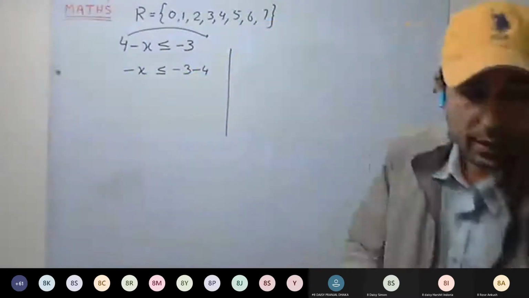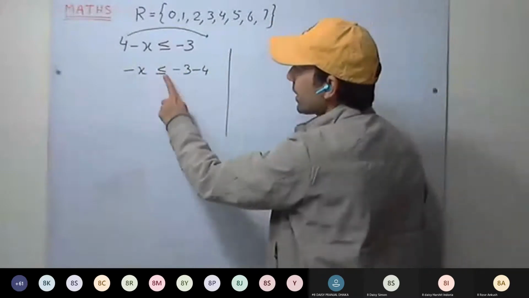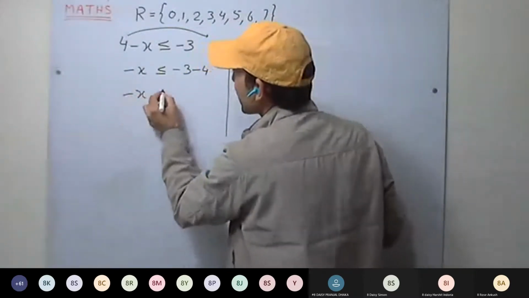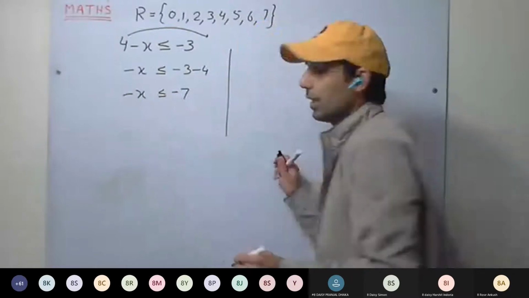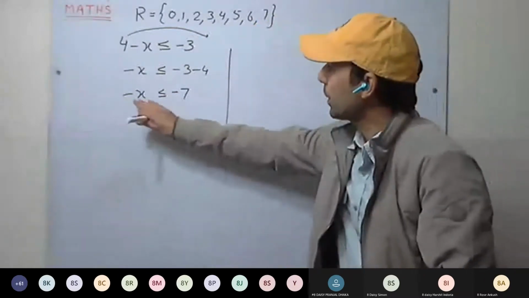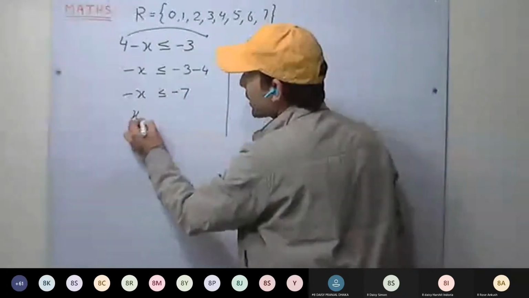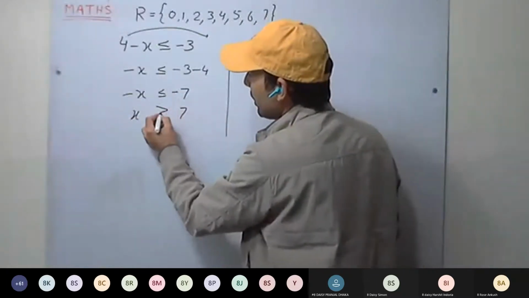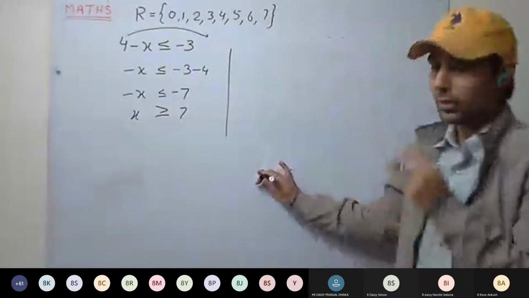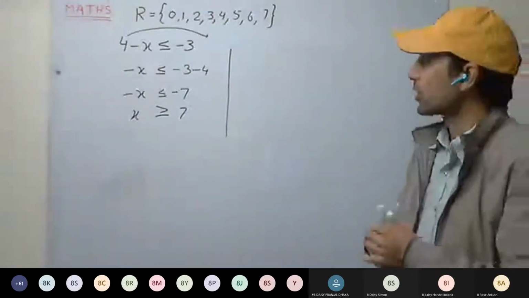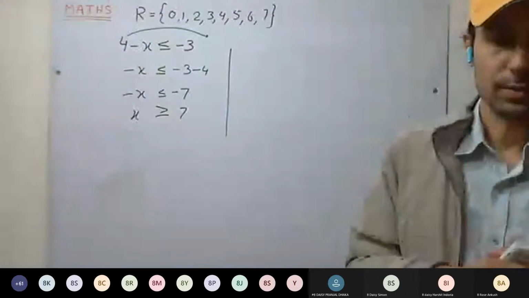So see here what we'll be doing now onwards. Minus x is less than equal to, okay, next step we'll be writing minus x less than equal to -7. And after this, we'll multiply both sides by a negative number, -1. It will become x, it will become 7, and the sign will change. Okay, this you have to do. Understood this question? Okay, do the next one now.